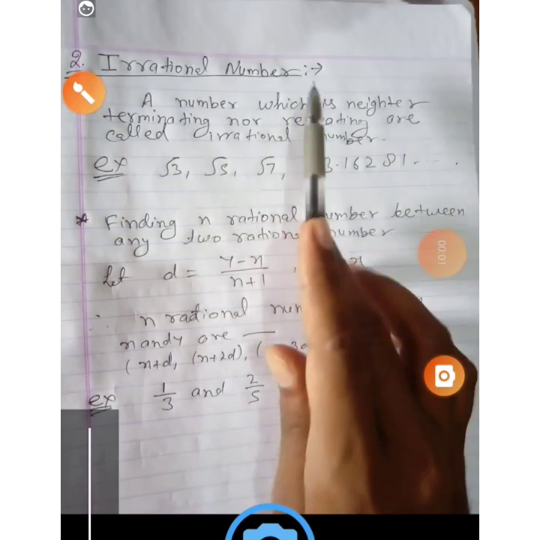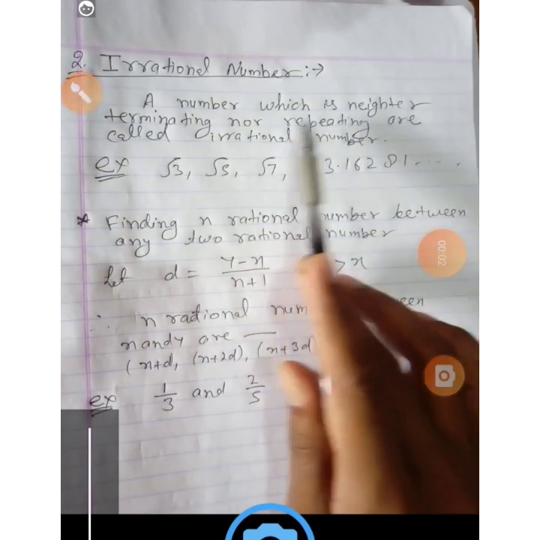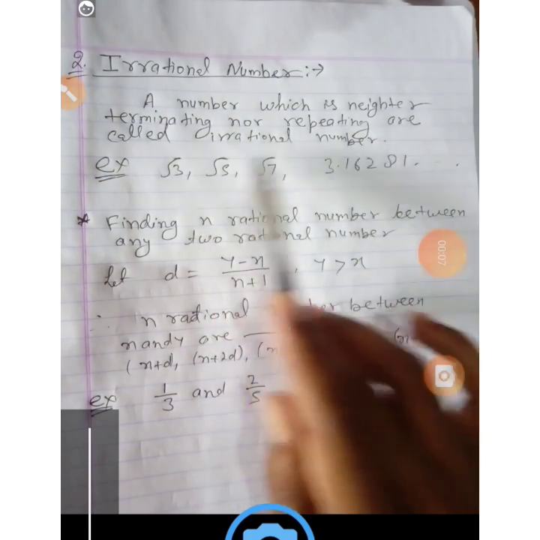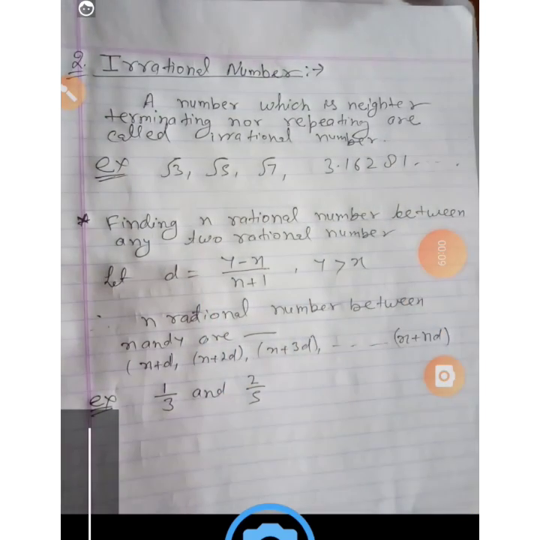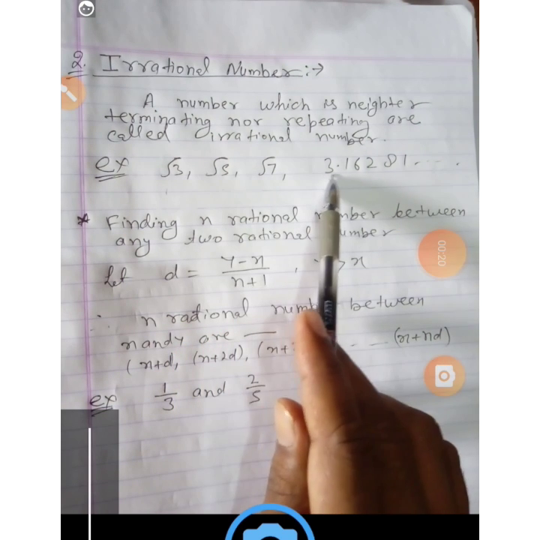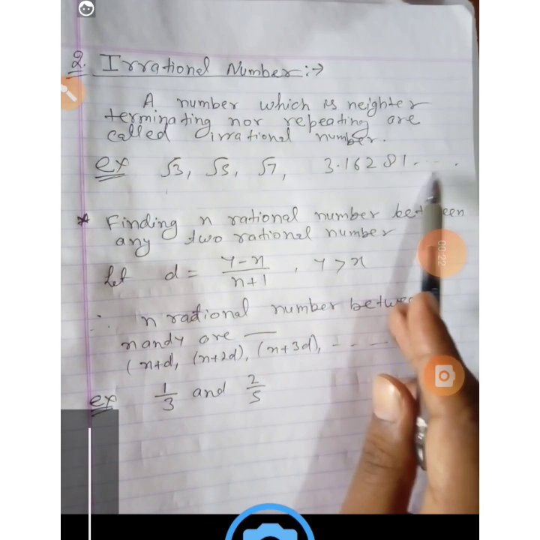And second is the irrational number. A number which is neither terminating nor repeating is called an irrational number. Otherwise we can say that it is not a rational number, so it is called an irrational number. For example root 3, root 5, root 7, and these numbers are non-repeating and non-terminating.